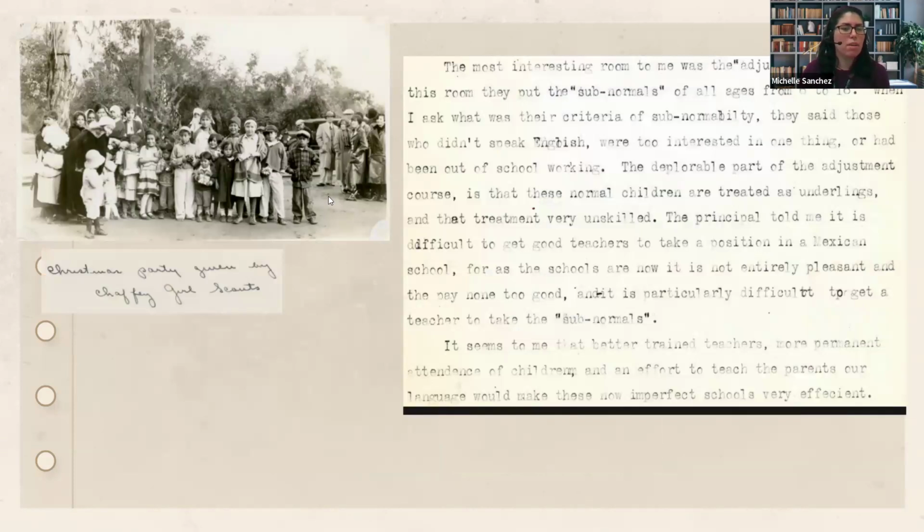Another example here, we have a photograph called Christmas Party, given by Chaffey Girl Scouts. Here we have a fairly large group, looking like it's the mothers with the children and the creepy Santa hiding in the back. And then I think what's telling here is this group of white people, maybe middle class. I probably wouldn't say upper class, but maybe middle class people coming to watch the program. I just think the whole composition of this photo is interesting.